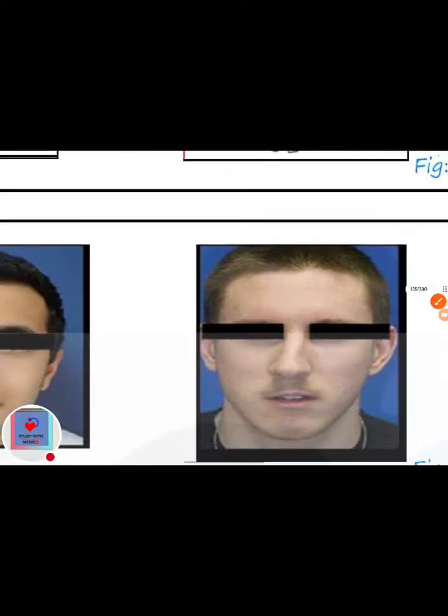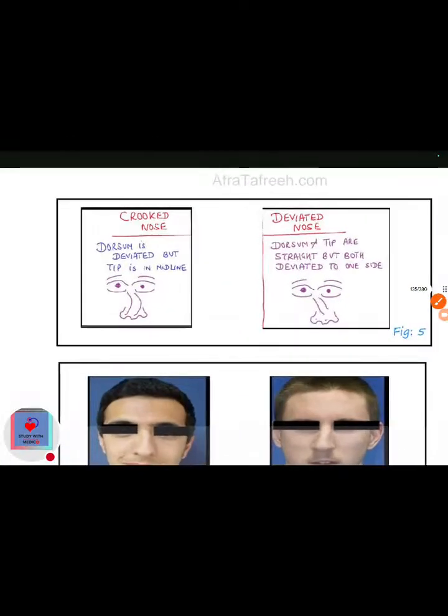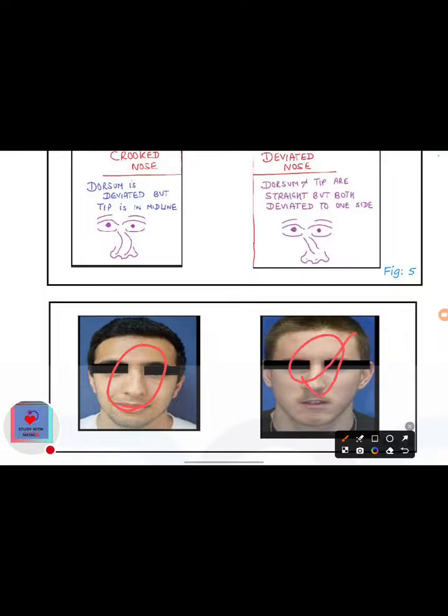Here, it is deviated, but in the end it comes straight. So see here, dorsum is deviated but tip is in midline. This is at the tip midline. But here, the dorsum and tip are straight but both are deviated to one side. Here they are deviated to this side. They are straight but deviated. Here this one is only deviated. This is called crooked nose. At the end it is coming to the midline, but here at the end it is deviated to one side. Deviated nose.